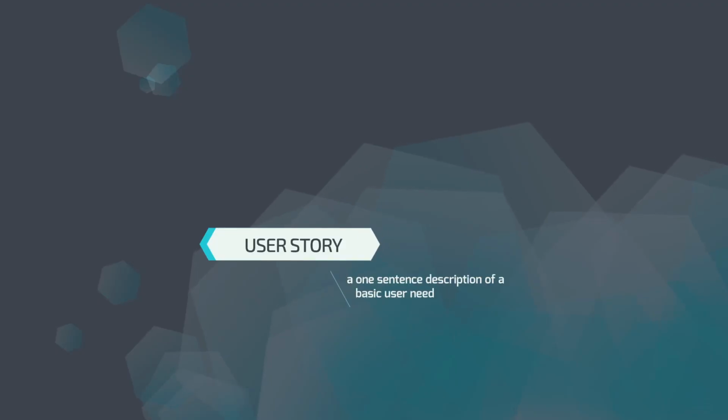Most software development teams have adopted an agile methodology, such as Scrum. On these teams, the product manager, also called the product owner, defines a user story. A user story is a one-sentence description of a basic user need.